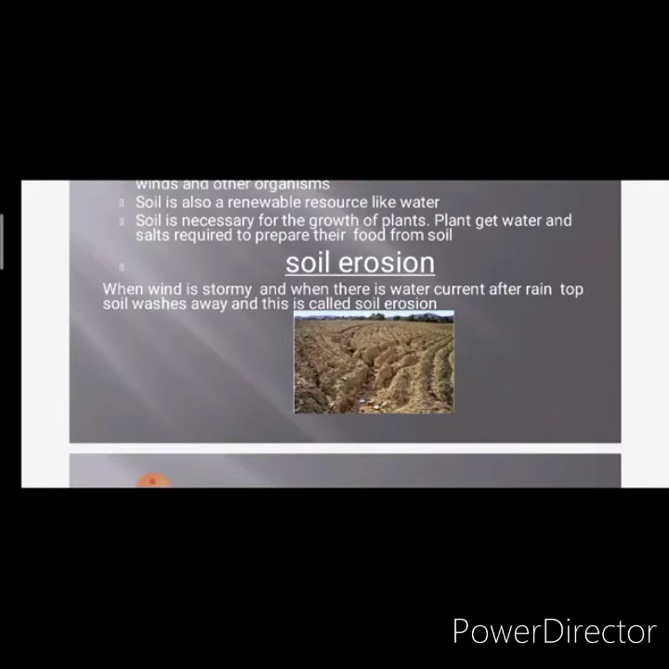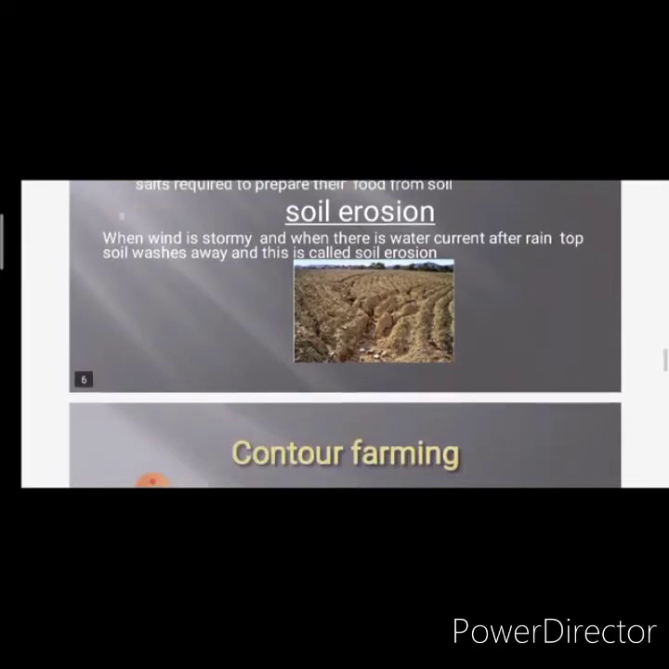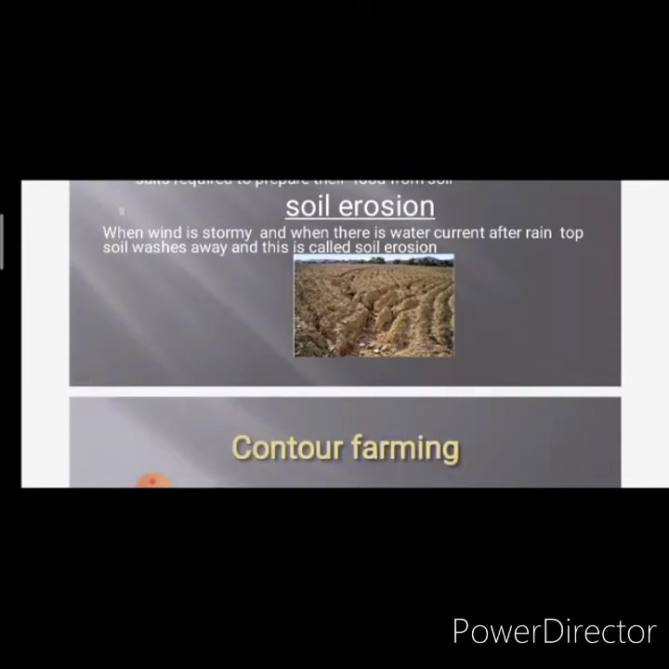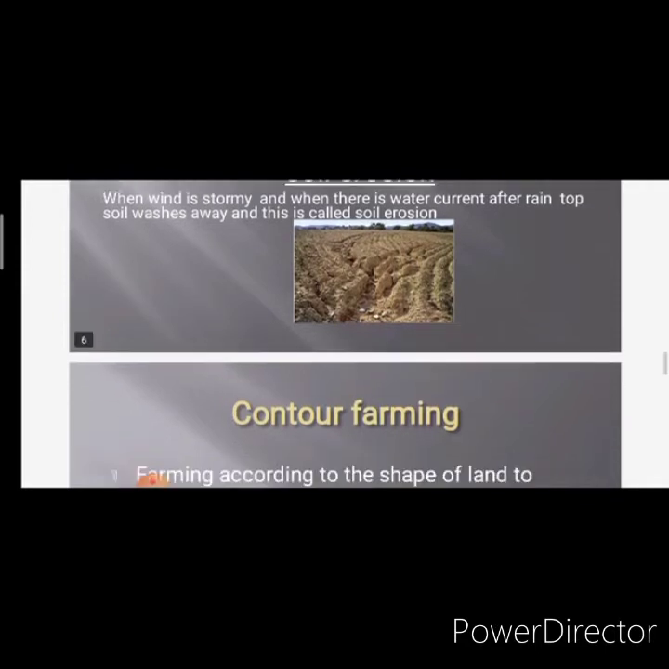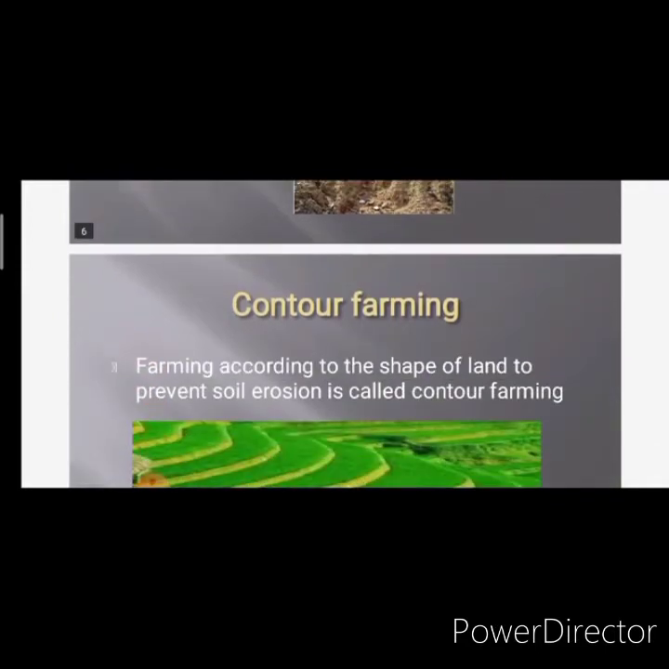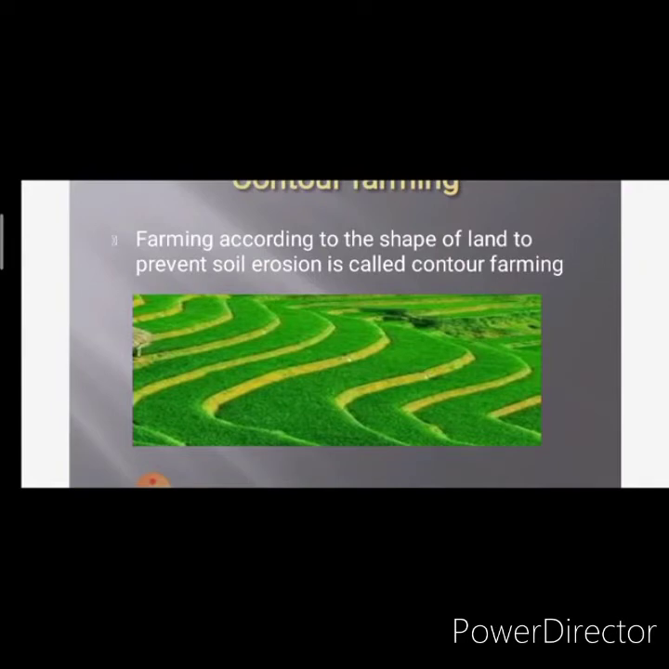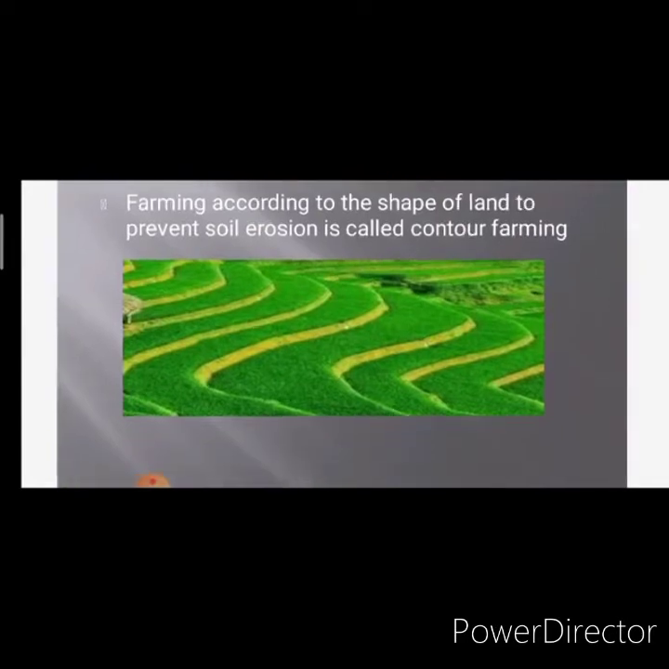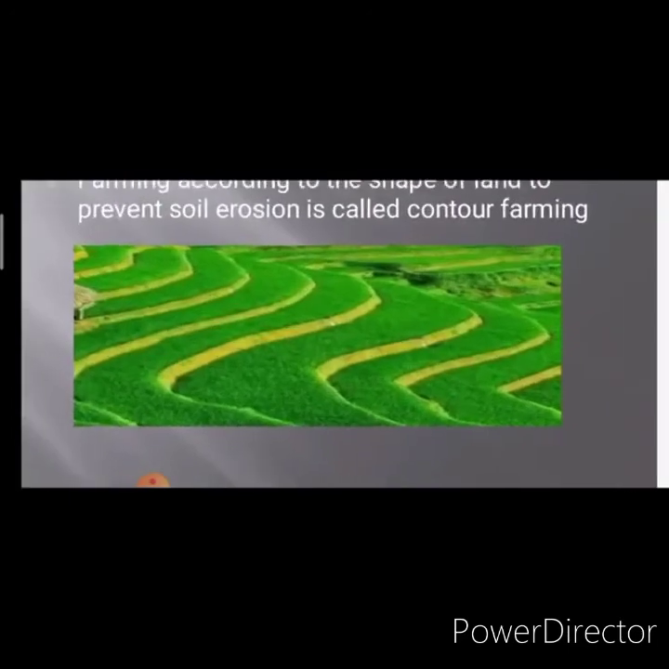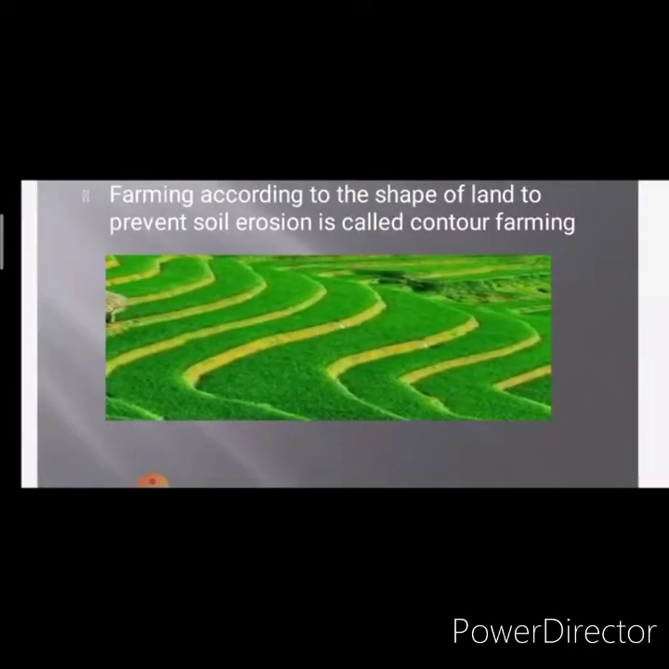Otherwise, soil erosion is a kind of pest, we can call it like an insect. It takes away everything. It takes away the fertility of the soil, it takes away the production of the soil, and the soil becomes barren. It does not provide any kind of usage.